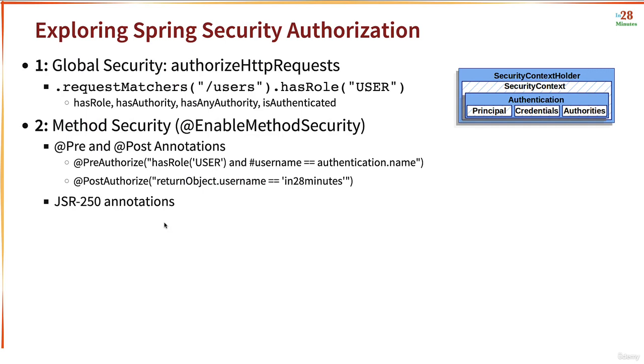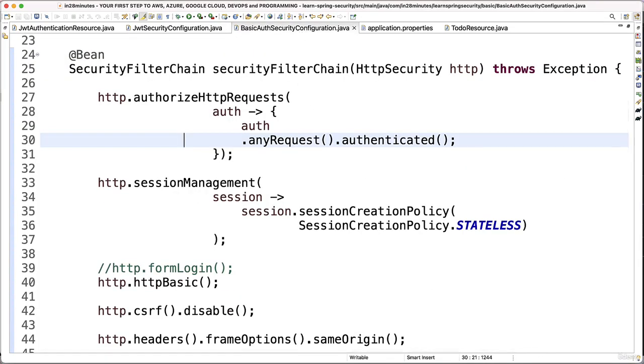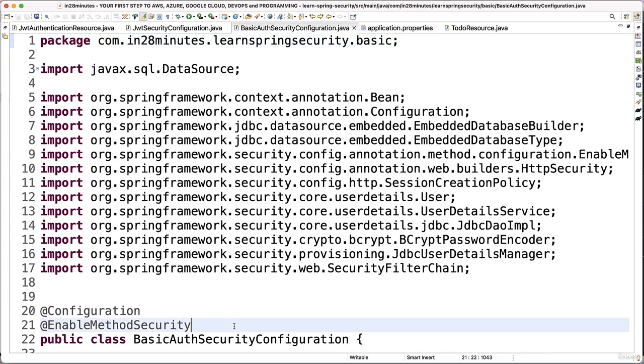You can also implement method level security using JSR 250 annotations. To be using JSR 250 annotations, you need to enable jsr250Enabled is equal to true. So you'd need to go in and put this out there. In our basic auth security configuration at the top, you would need to add this in. jsr250Enabled is equal to true.